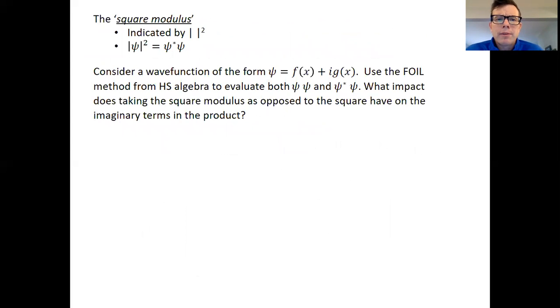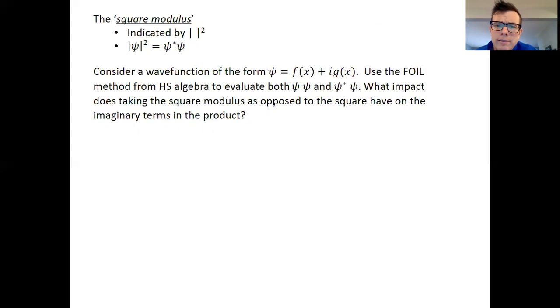We can also define something called the square modulus. The square modulus is indicated by the absolute value signs, the straight brackets. If you see that in quantum mechanics, it refers to a square modulus, not an absolute value. And the square modulus is defined as psi star psi. So you take the complex conjugate and you multiply it by the function.